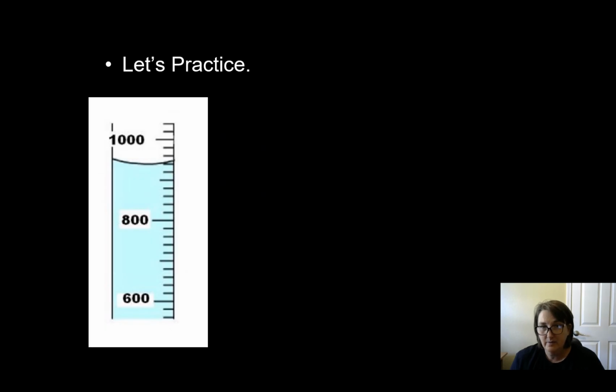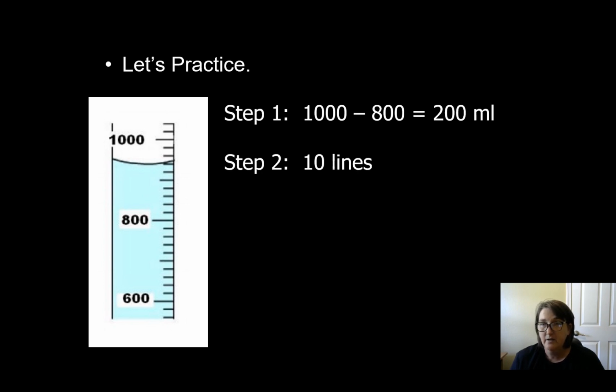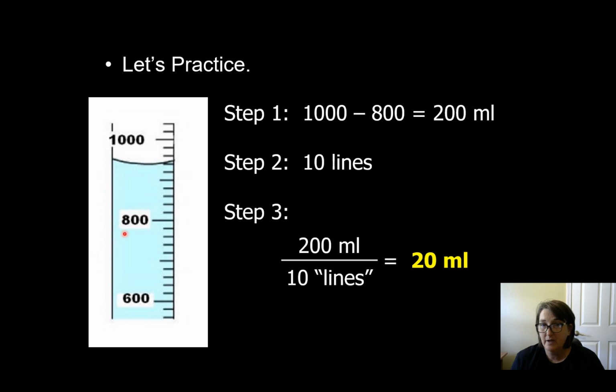Okay, you can practice with this one. Pause. My two graduate numbers are 1,000 and 800. I subtract that and now I've got 200 milliliters. Next step is I'm going to count how many lines, how many steps I need to step up to get there. And I have 10 lines. So I divide 200 milliliters by 10 lines. Each of them represents 20 milliliters. So what that's saying is this is 800, 820, 840, 860, 880, 900, and so on and so forth.